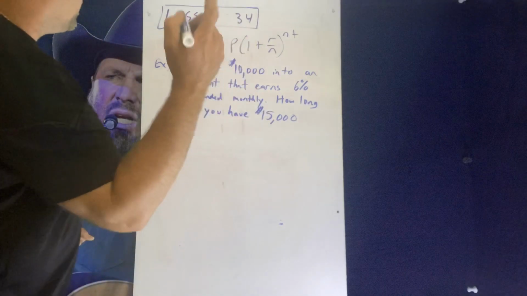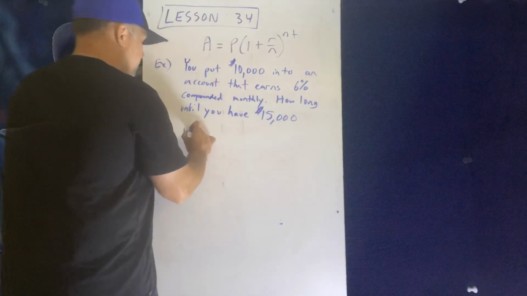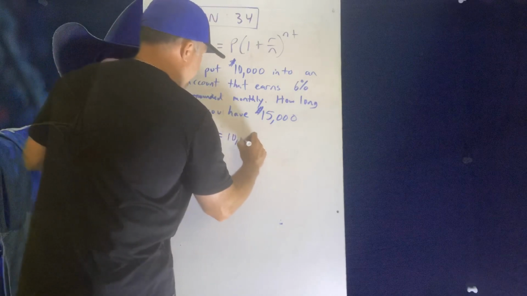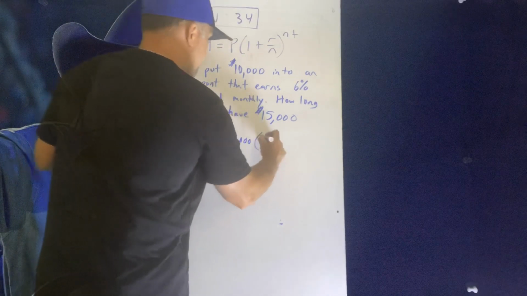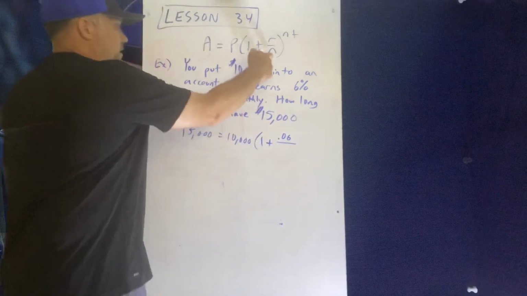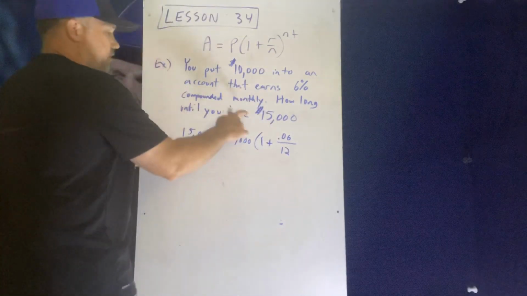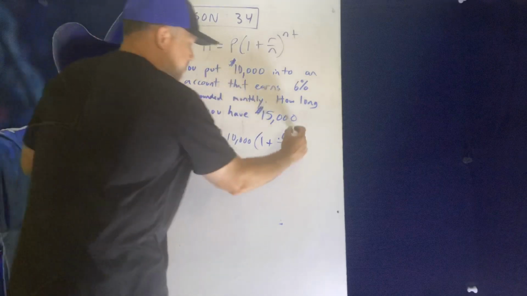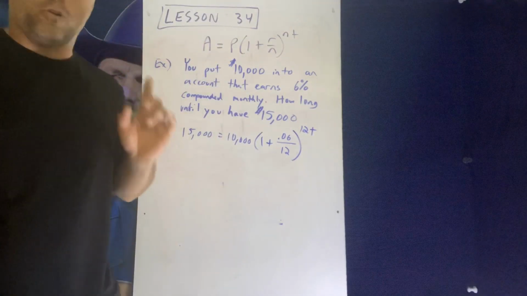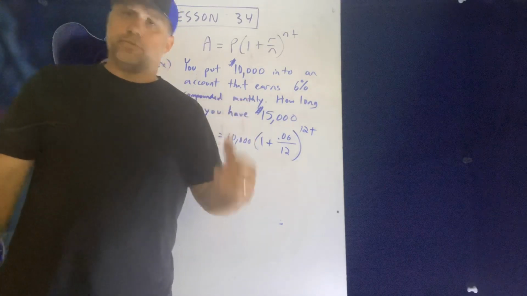Okay, so here we go. The setup. I want my final amount to be $15,000. I want my initial amount to be $10,000. My rate is 6%, so 0.06, over n, and n is going to be 12 in this problem because we're compounding monthly, 12 times a year, and that's to the 12t. So if you want to go ahead and try to solve that on your own, see what you get. I'm going to do that as well.